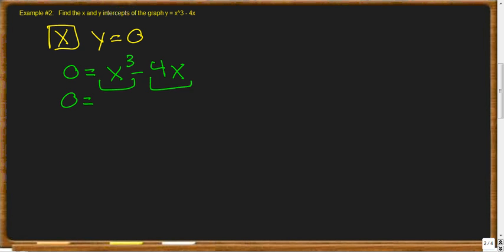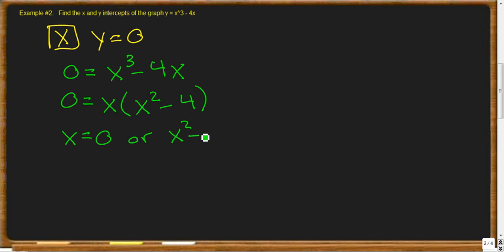We see again that we have an x in both terms, so we factor that out. Then we see what is left. So when we take an x away from x cubed, we are left with x squared. When we take an x away from negative 4x, what's left is the negative 4. Because we have two things multiplied by each other to make 0, we know that either can be 0. So from this point, we know that x could be 0, or x squared minus 4 is 0.